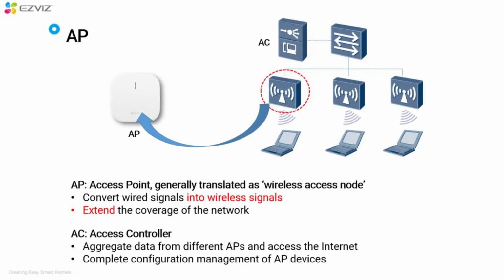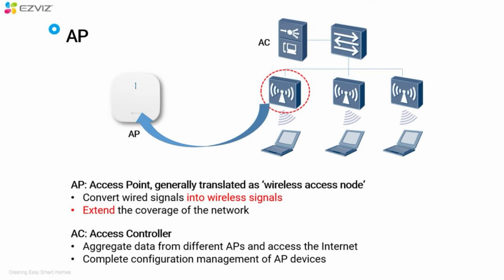The last network device is the AP, which is not very common in our environment or our home. The AP is the access point, generally translated as wireless access node. It can convert wired signals into wireless signals, and it can extend the coverage of the network. And the AC is used in conjunction with the AP, which is used to control and manage the AP devices.